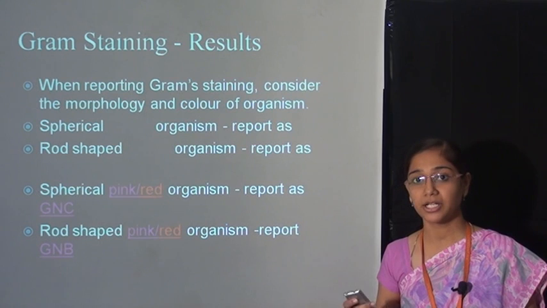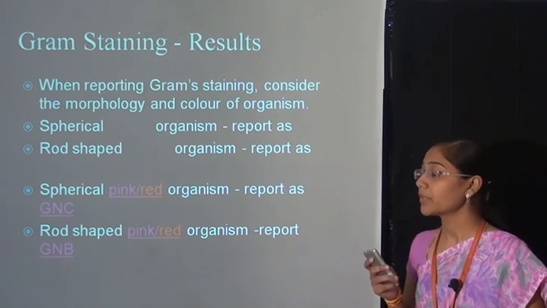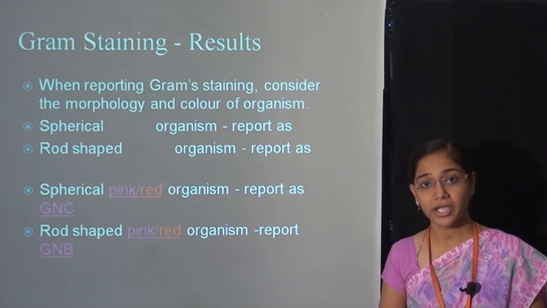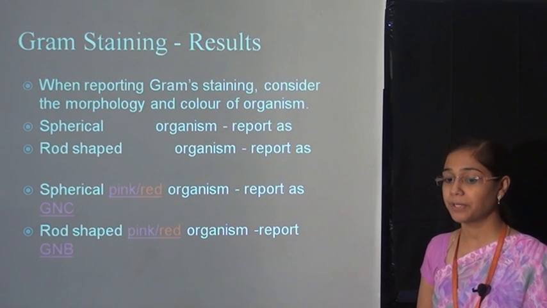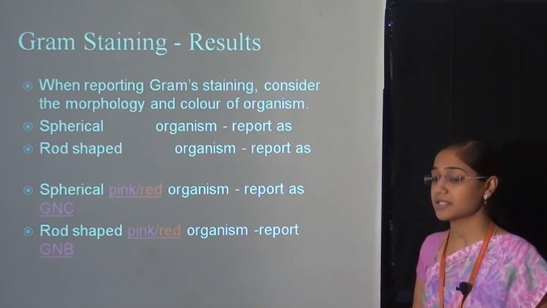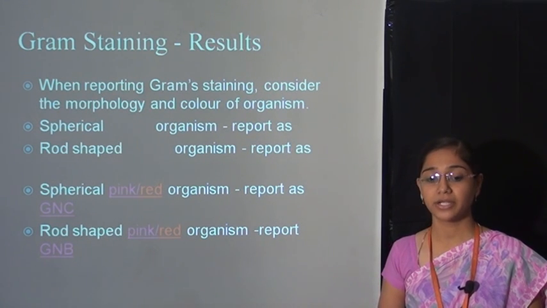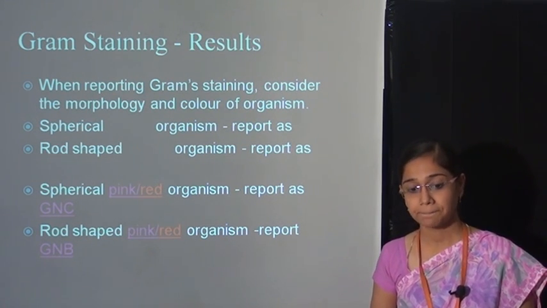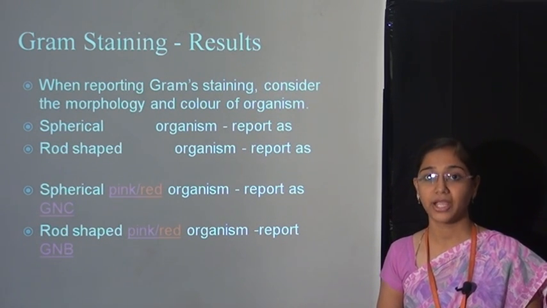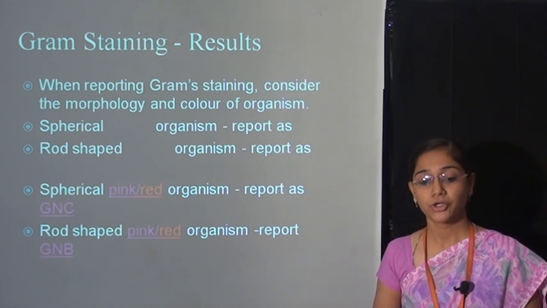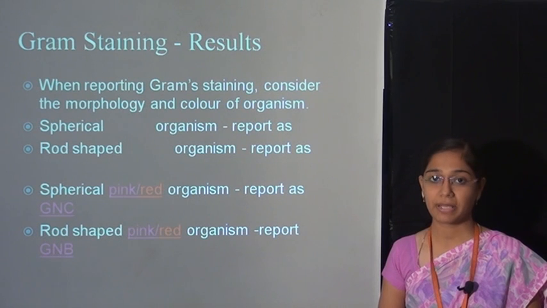Spherical bacteria are cocci, and rod-shaped bacteria are bacilli. Spherical purple bacteria are reported as Gram positive cocci, rod-shaped purple organisms are Gram positive bacilli, spherical pink or red bacteria are Gram negative cocci, and rod-shaped pink organisms are Gram negative bacilli.